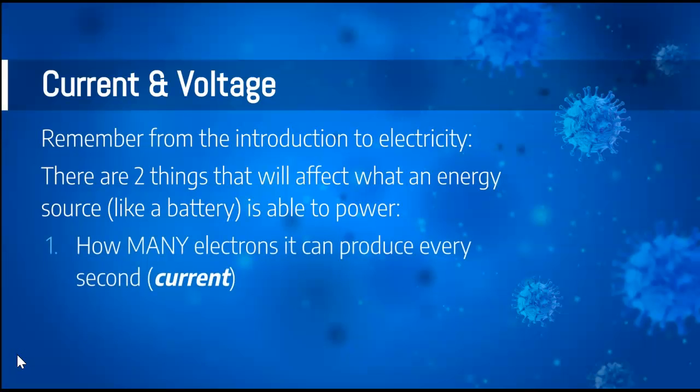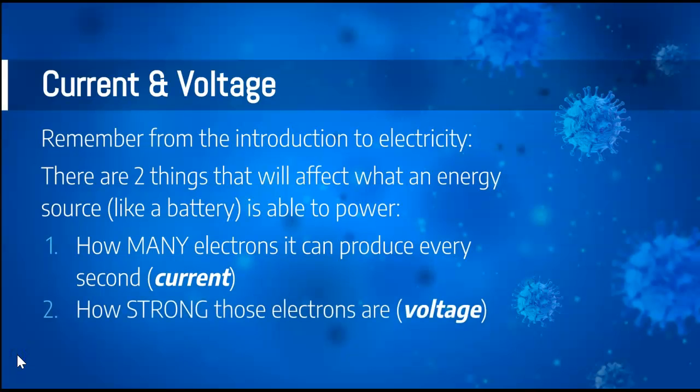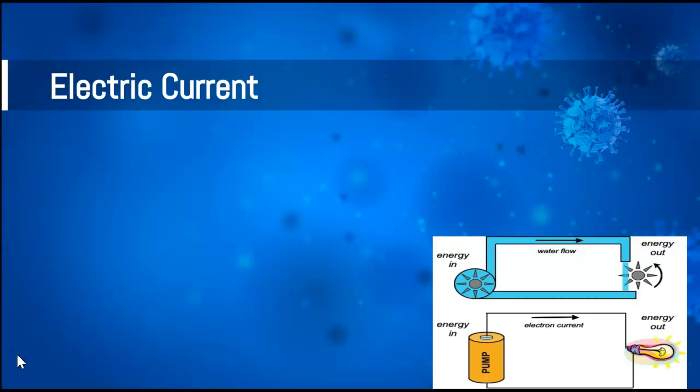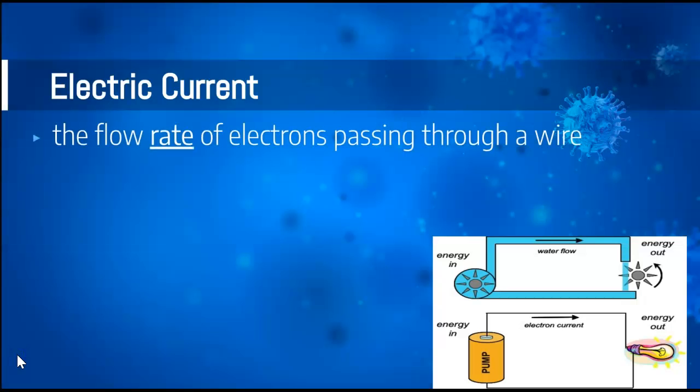Those two things are, number one, how many electrons it can produce every second, and that is the current. And number two, how strong those electrons are, which is the voltage. Now, we're going to talk a bit today about what those two things are in a little bit more detail. So the first one is what's called the electric current. And the electric current is simply the flow rate of electrons as they pass through a wire.